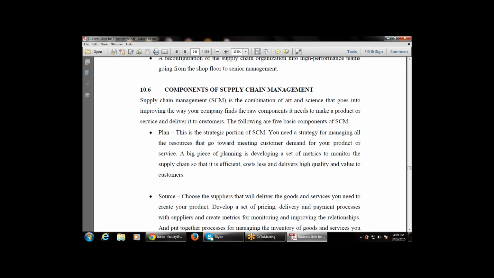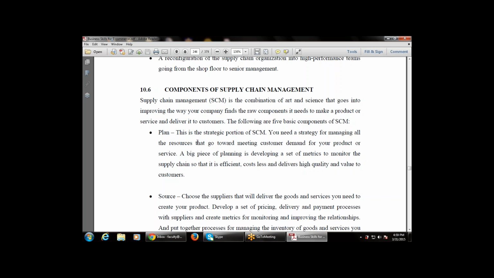You need a strategy for managing all the resources that go towards meeting customer demand for your product or service. So this is the first part, the strategic portion of SCM, in which the strategy is defined, in which we plan for the supply chain. A big piece of planning is developing a set of metrics to monitor the supply chain. That is, the first step of planning is developing a set of metrics.